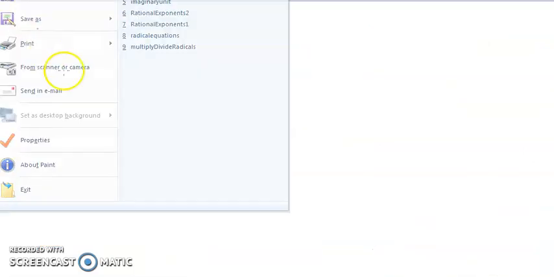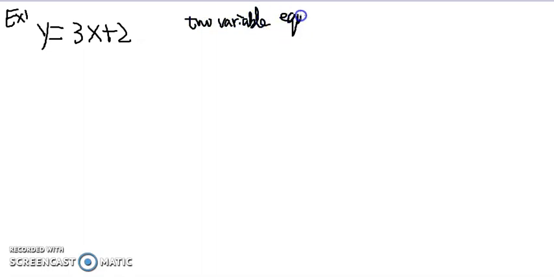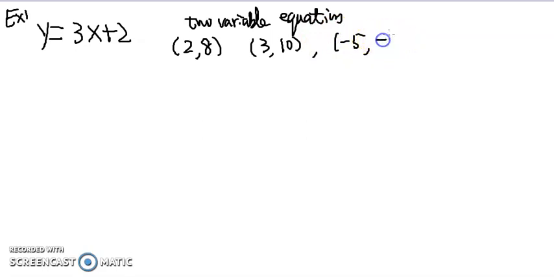If we still look at this example, y equals 3x plus 2, now it's a two-variable equation. This time, instead, we're going to give you some ordered pairs. Say we have 2, 8, it's an ordered pair. Another pair is 3 and 10. Another pair is -5 and -13. We want you to check whether each pair is a solution.